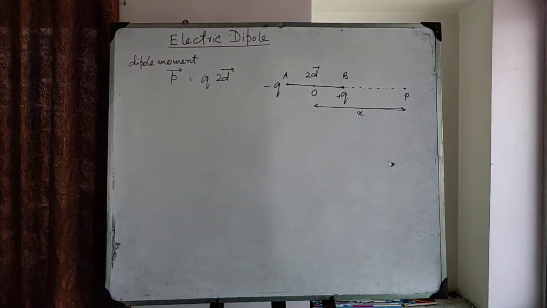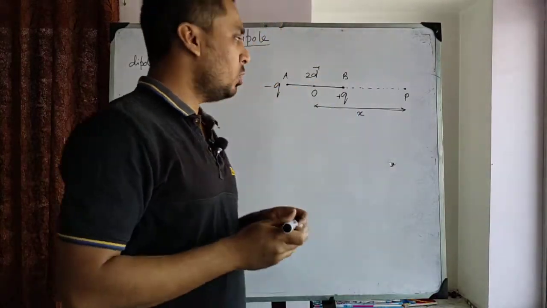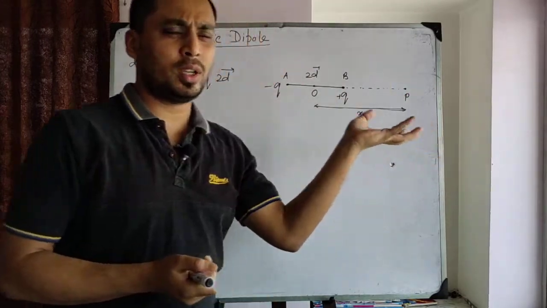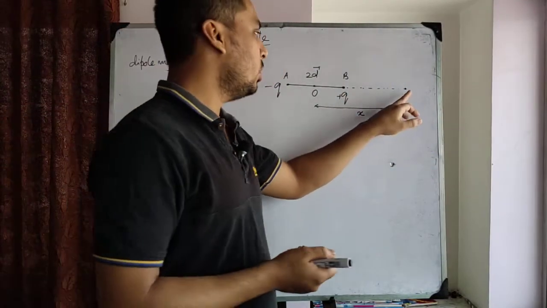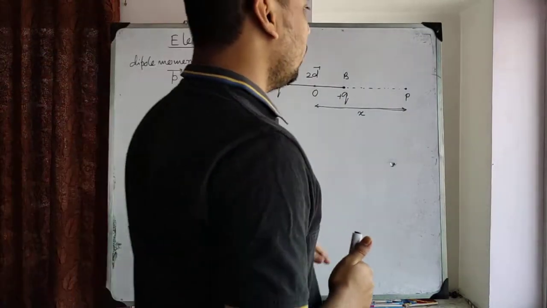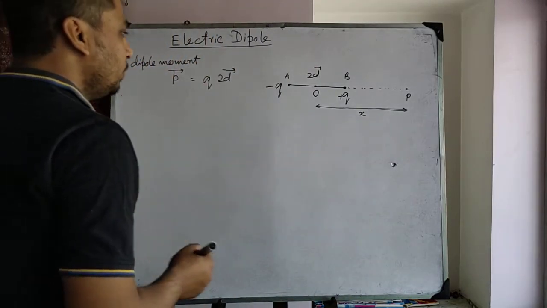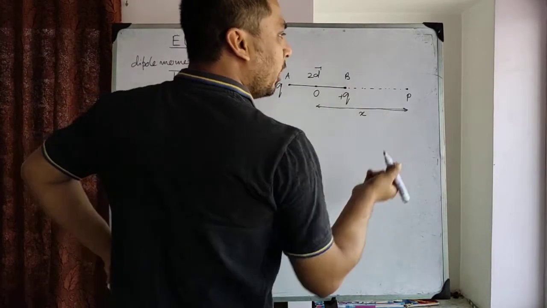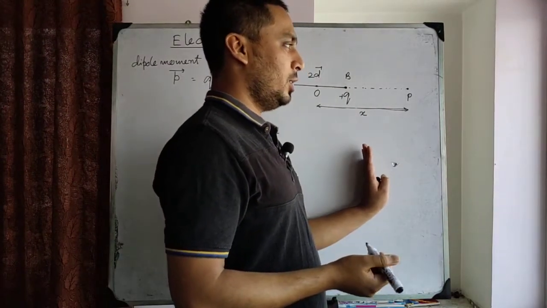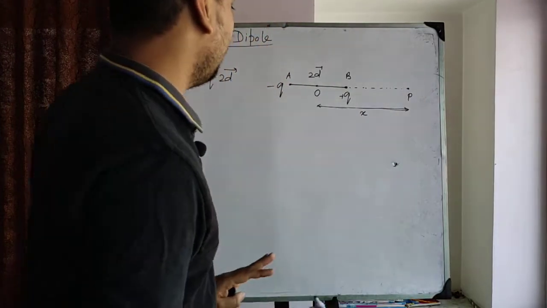So this distance is x. We are interested in finding the electric field at the point P. I am repeating again: this is the axis, and P is any point on its axis. So we want the electric field at its axial position. Now, to find the electric field, we have to imagine 1 coulomb positive charge at the point P.